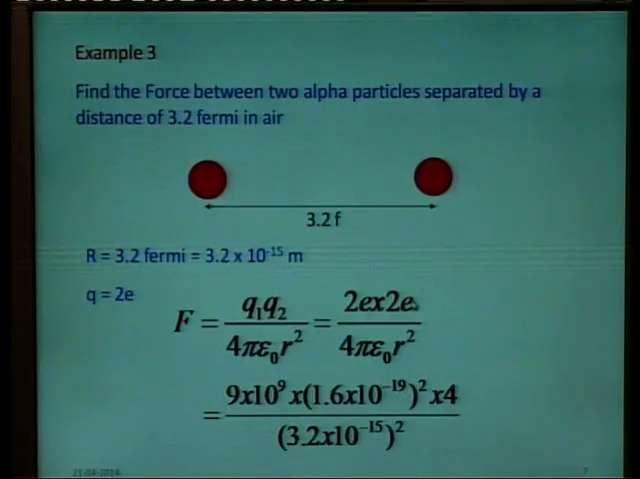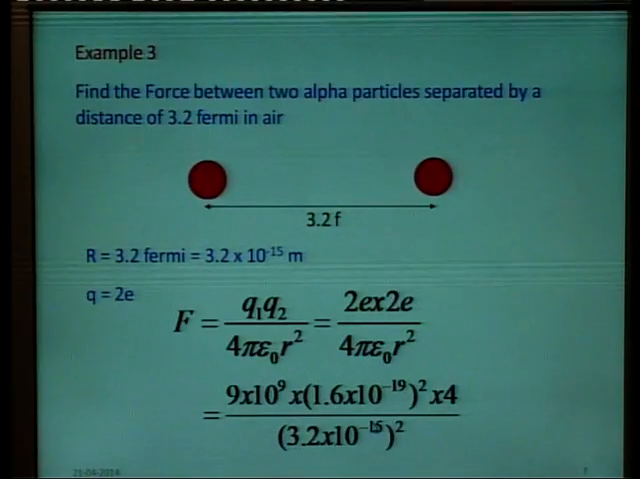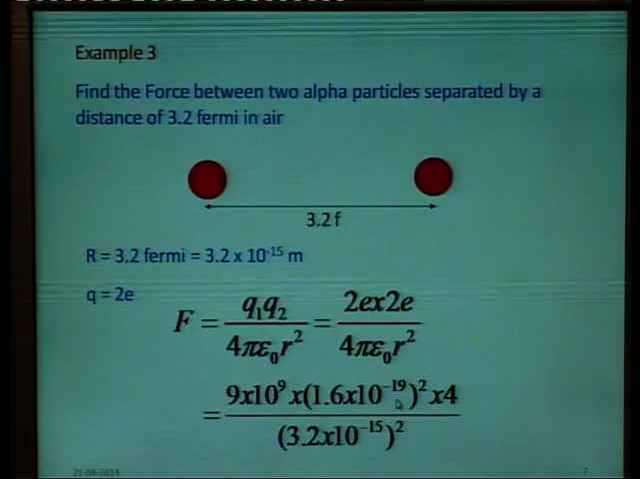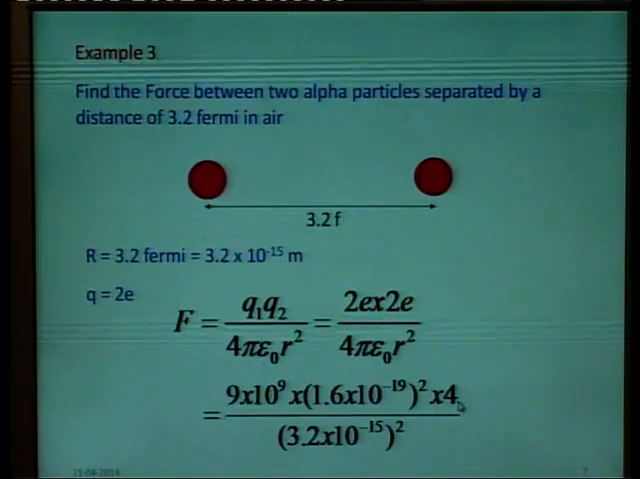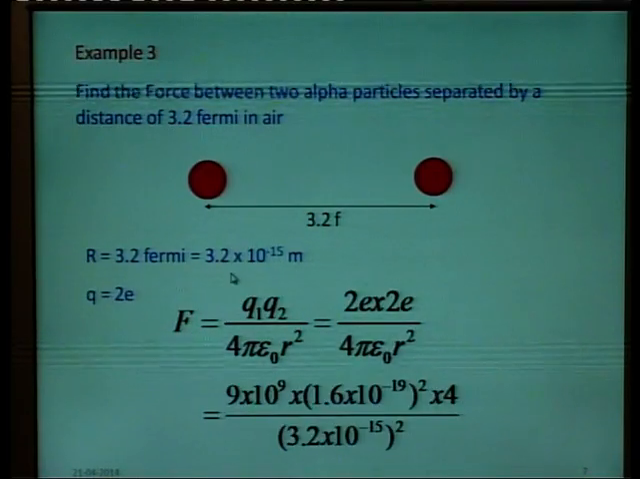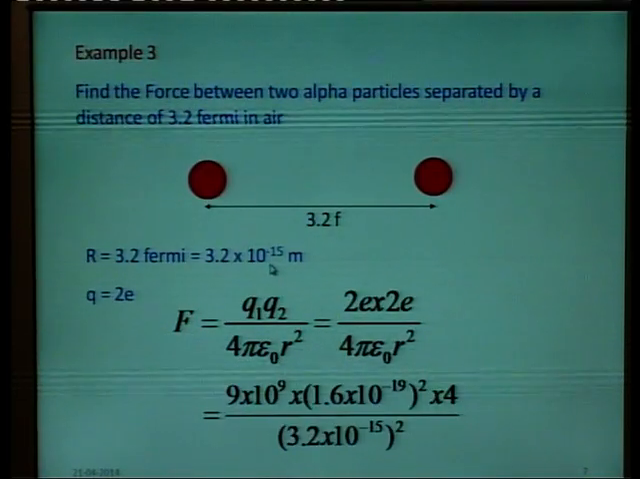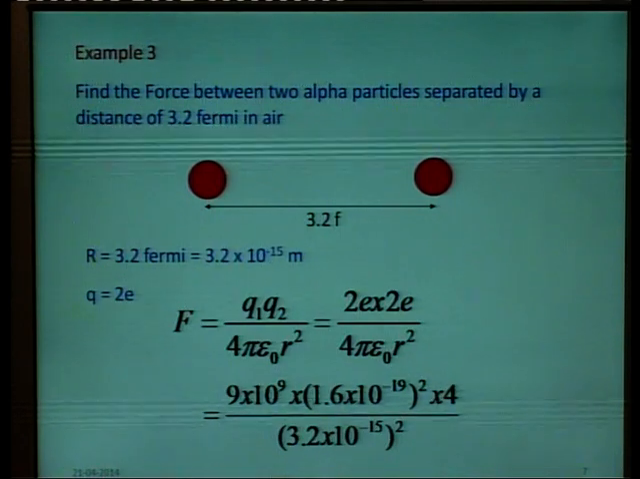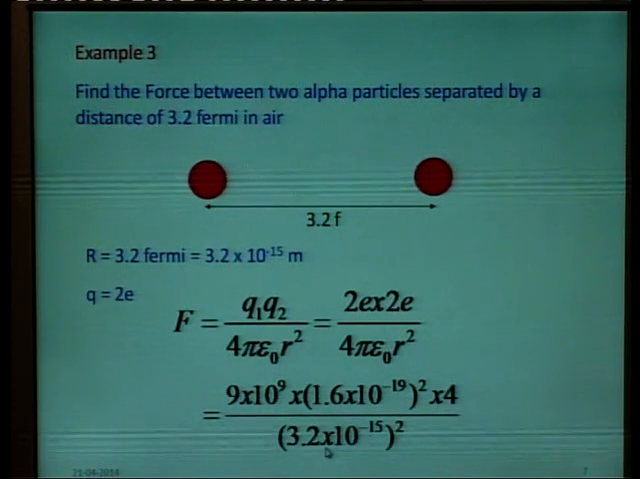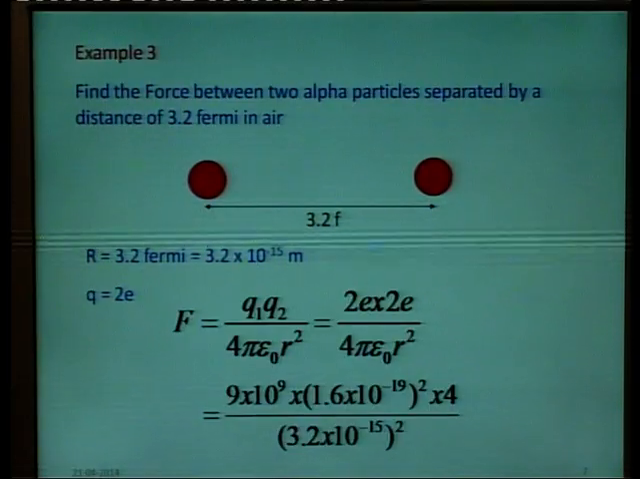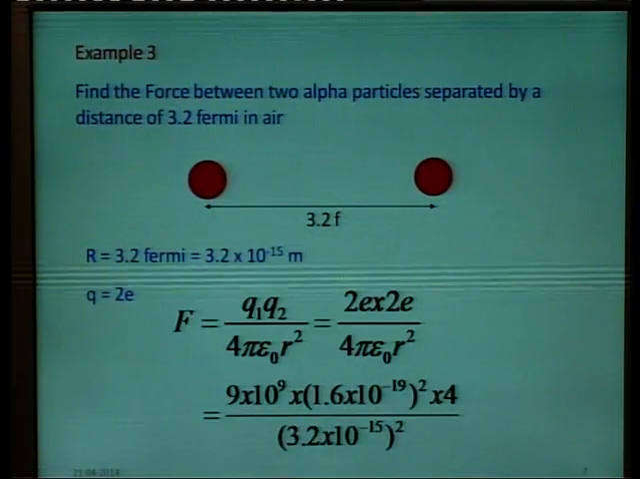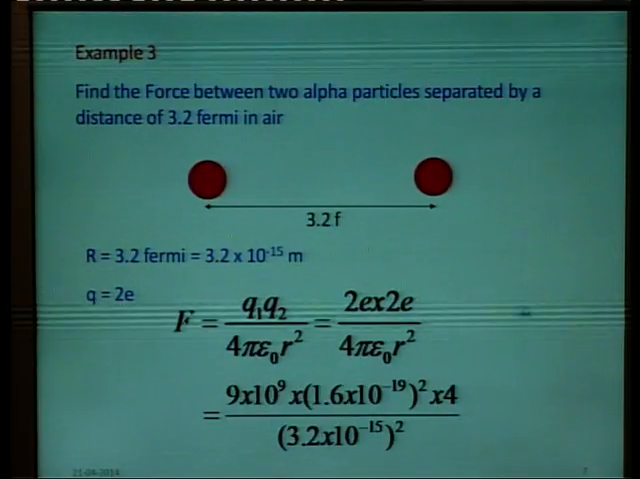There are 2 electrons here. So, e square means 1.6 into 10 to the power minus 19 square. 2 into 2 gives you 4. Distance between the two alpha particles is 3.2 into 10 to the power minus 15. So, the value has been written here for the distance between the two alpha particles, that is 3.2 into 10 to the power minus 15 whole square.